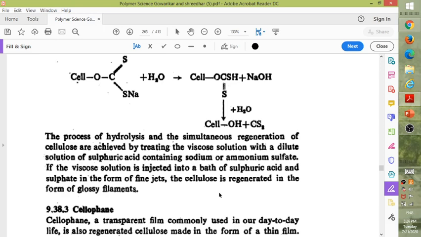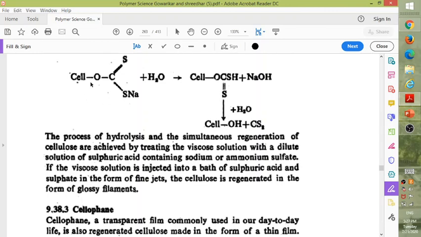Now after this, the alkali cellulose is held in excess of carbon disulfide for 3 hours in a tub, and at the end of the process, the unreacted carbon disulfide is removed. The cellulose xanthate formed is dissolved in dilute solution of sodium hydroxide. The solution thus formed is industrially known as viscose solution. Cellulose xanthate is an unstable product and will generate pure cellulose through hydrolysis as shown. So, the process of hydrolysis.